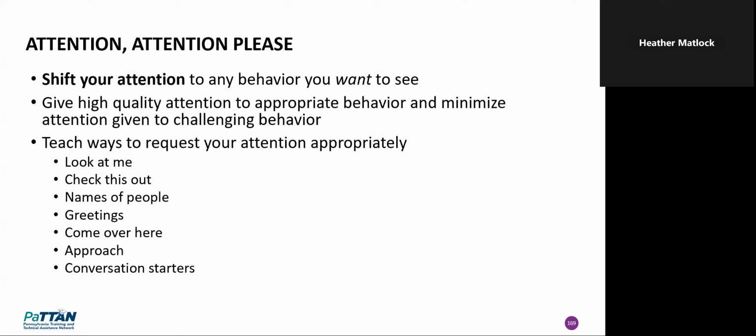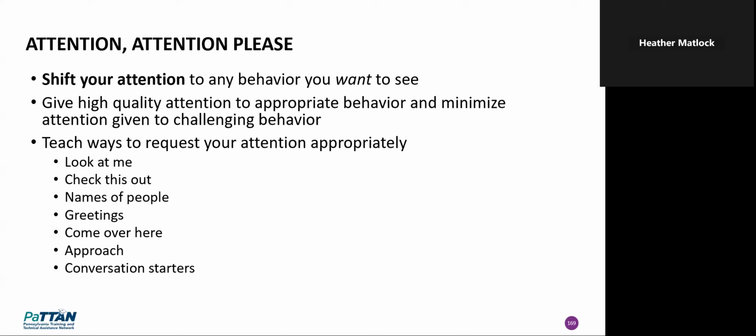So if your child often does the challenging behavior to gain your attention, one strategy is to simply shift your attention to behavior you want to see your child doing, right? Make it so that challenging behavior is unnecessary. Think about it. When is the last time you gave your child attention to something you wanted your child to be doing? How many times do we say, I like the way you're sitting so quietly. You have your hands to yourself. Great job, right?